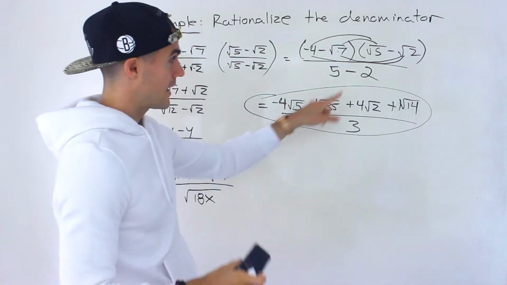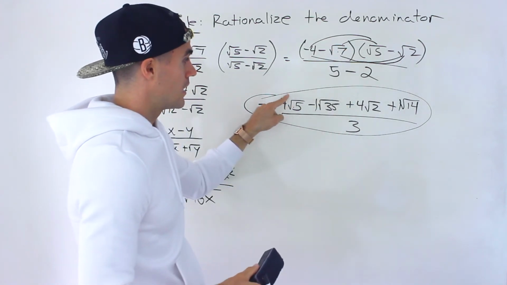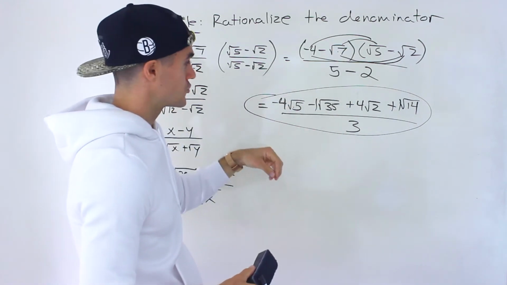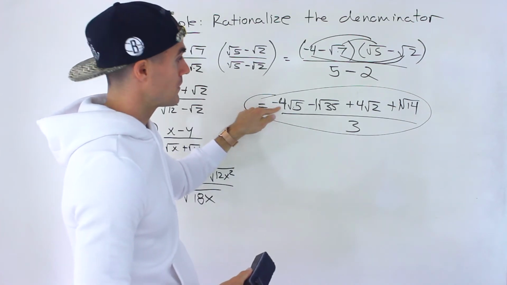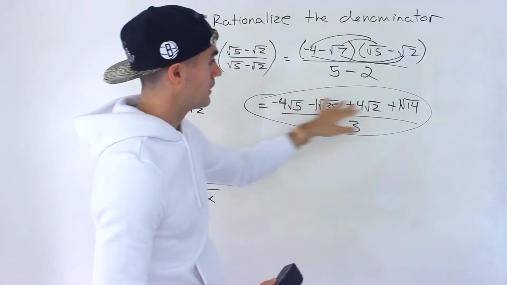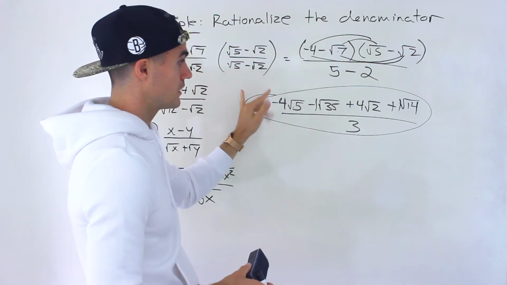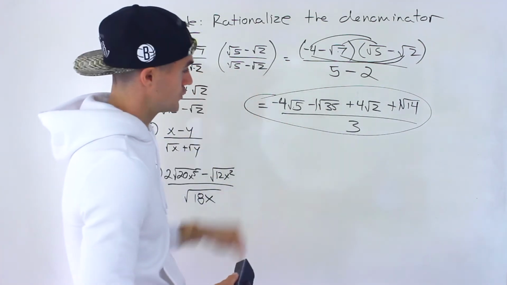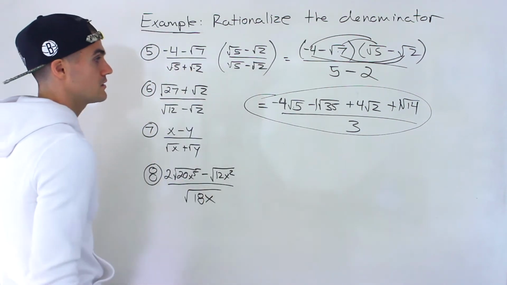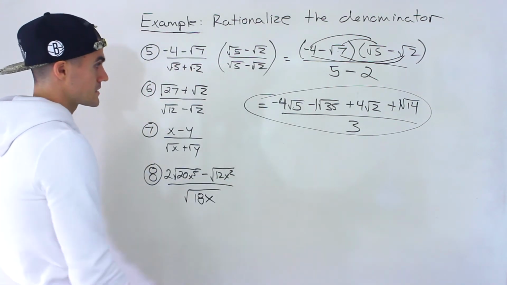So final answer can be in this format, but if they do want to test your algebra further, it would probably be in this format. This could be in different order, right? Like the root 14 can be at the beginning, maybe the 4 root 2 can be at the beginning to make a positive coefficient in the front to make it look a little nicer. But either way, that's it right there.